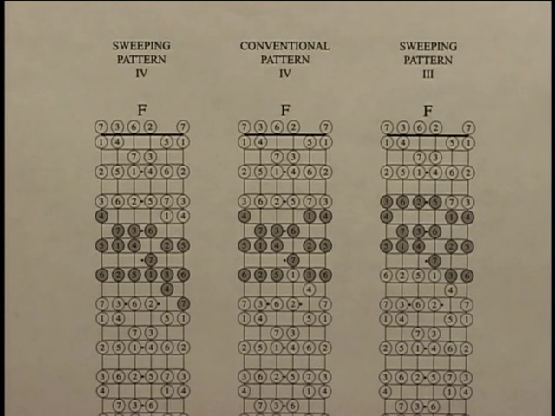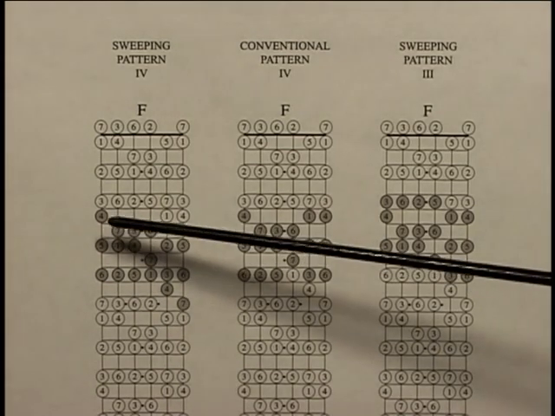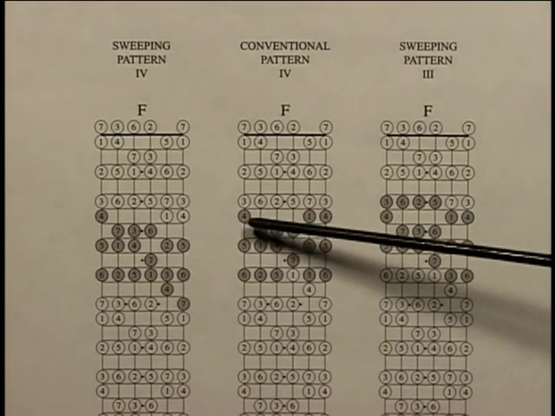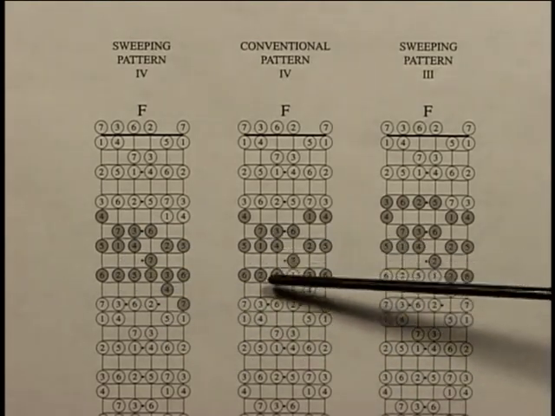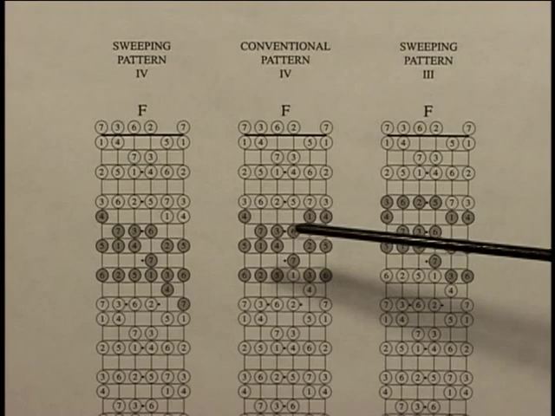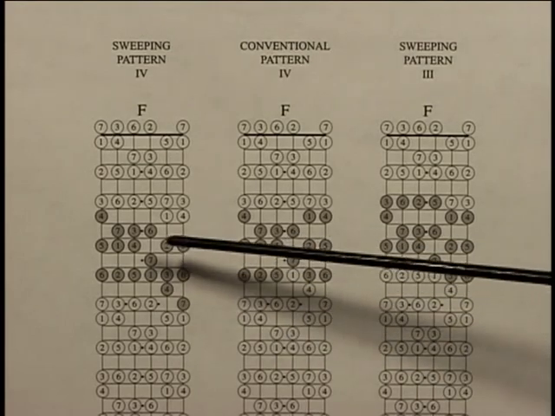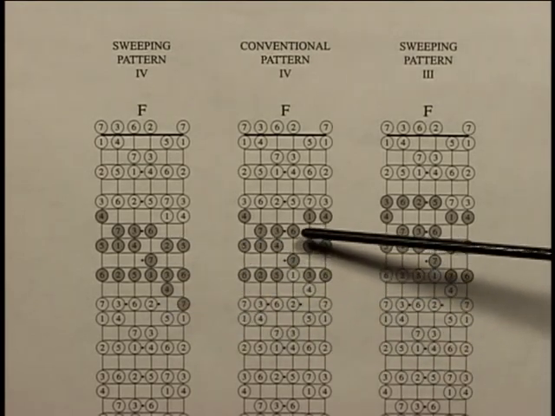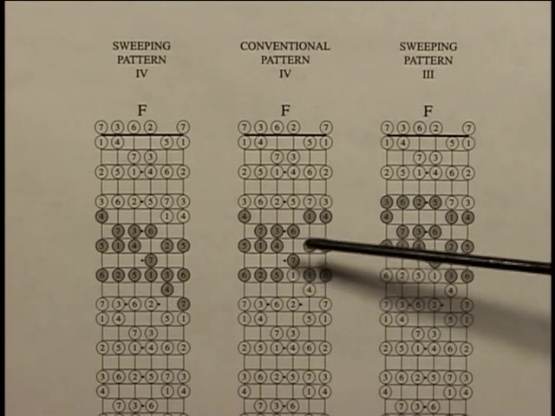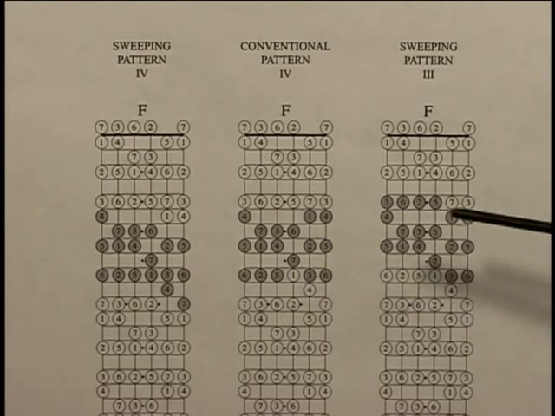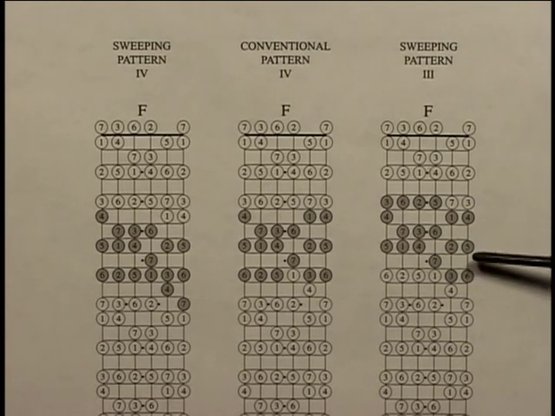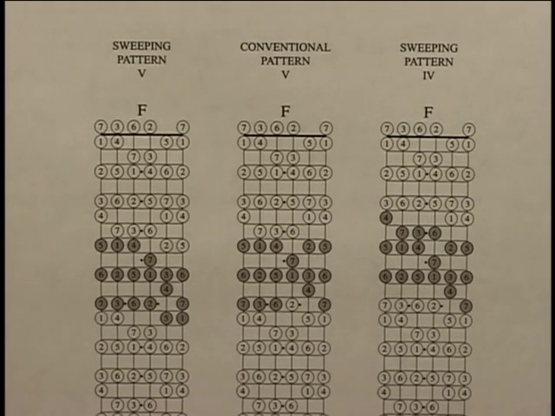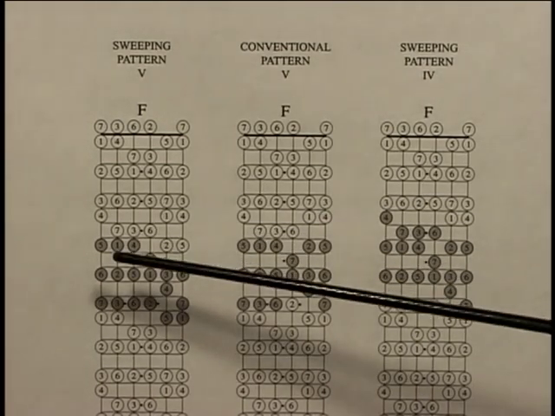Now let's look at pattern 4. 4, 5, 6, 7, 1, 2, 3, 4, 5, 6, 7, 1, and here's the change again, 6, 7, and then 1, 2, 3, 4, 5, 6. Let's look at pattern 5.